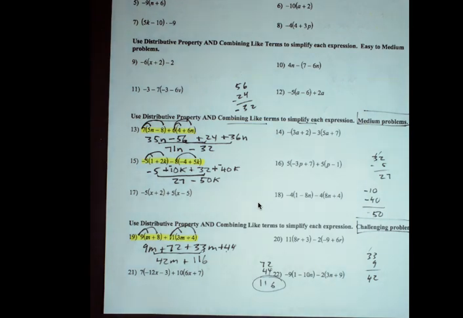The distributive property is probably one of the most important properties there is. So in terms of simplifying, we have to be able to use that, and combining like terms. These are both key priority 7th grade targets.